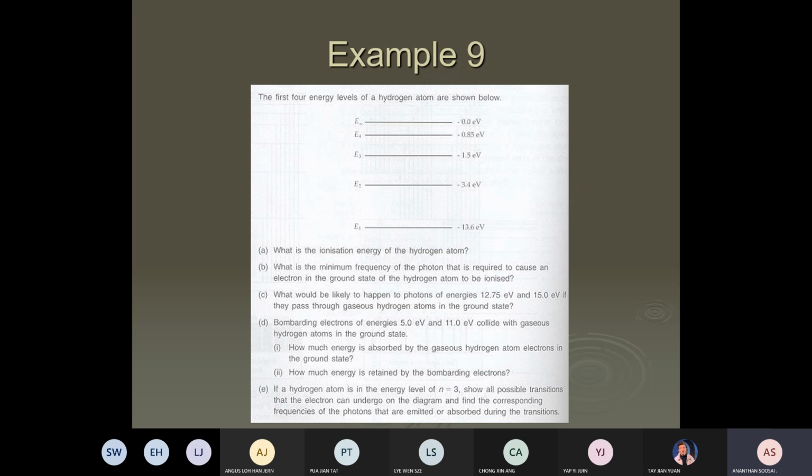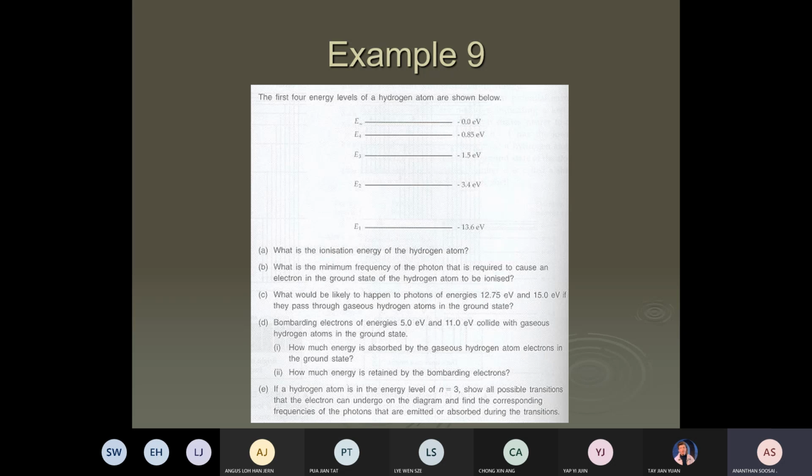Likely means, will the electron absorb the photon or won't it? Which photon will it absorb, which photon won't it absorb, and why? Which one do you think it will absorb? 12.75, 15, or both? What I told you: does the electron take all the photons? It just takes the specific photon that is just enough to go to the next energy level.